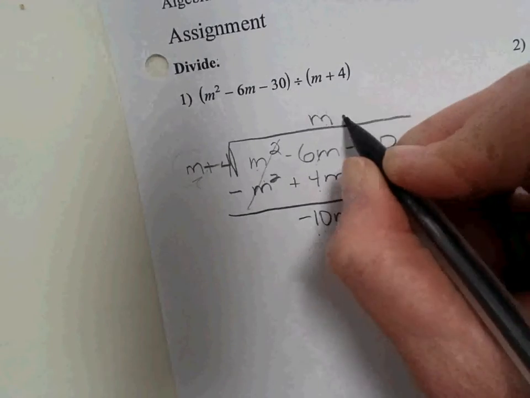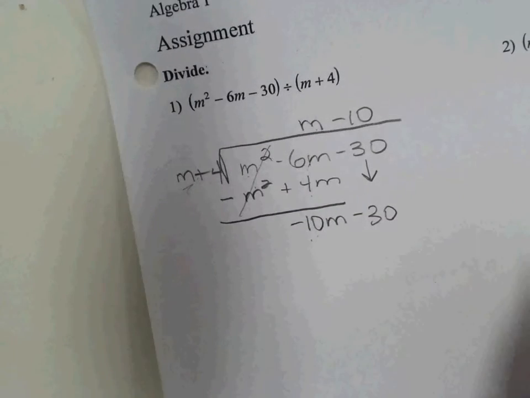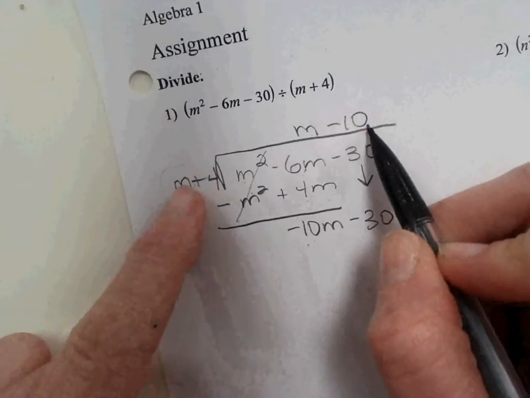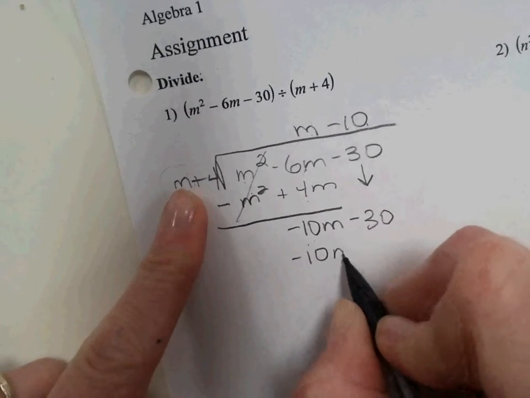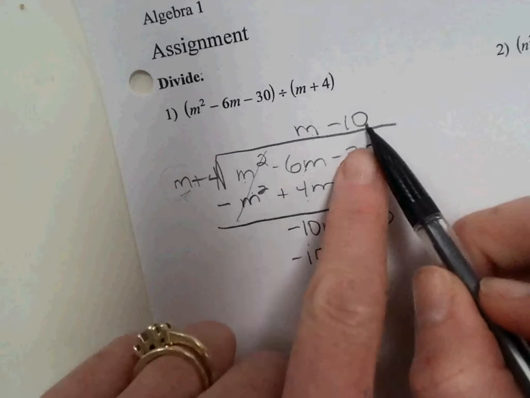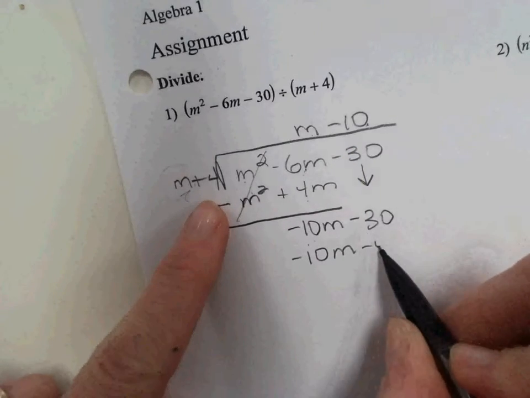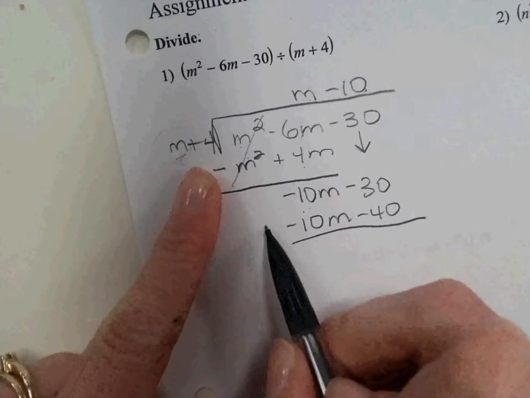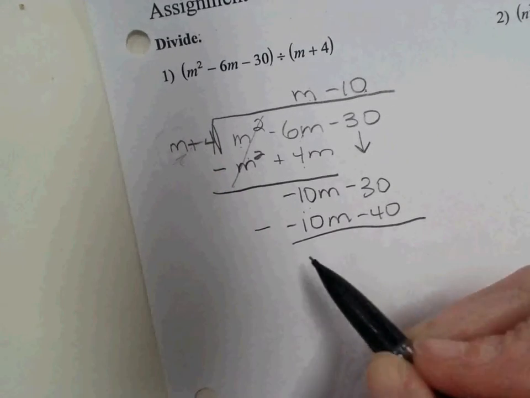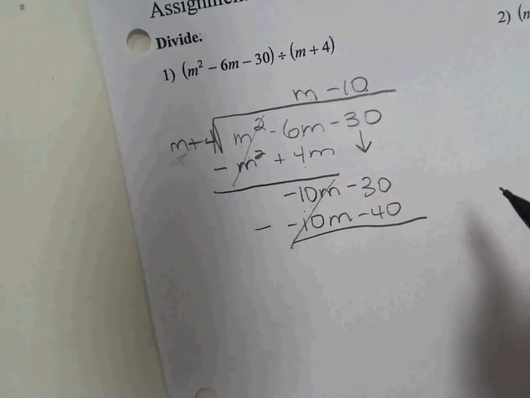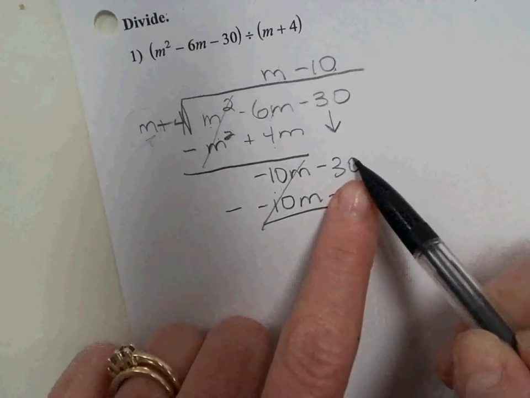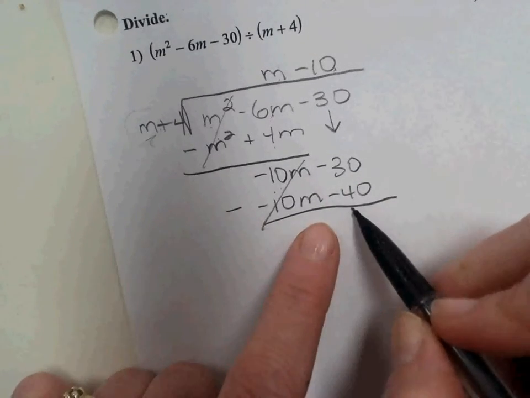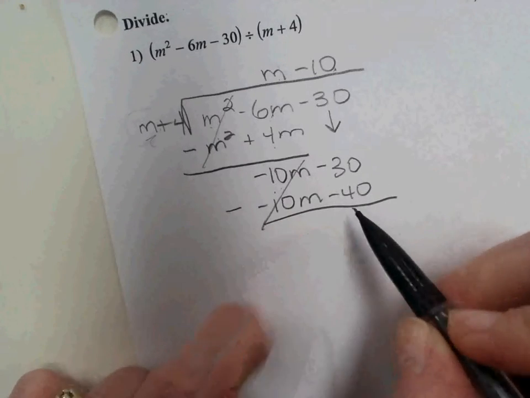Fairly simple. Okay. Then we multiply. Negative 10 times m is negative 10m. And negative 10 times 4 is negative 40. Subtract. Again, these should always cancel. Negative 30 minus negative 40, so that becomes a positive minus a negative, so it's going to be 10.